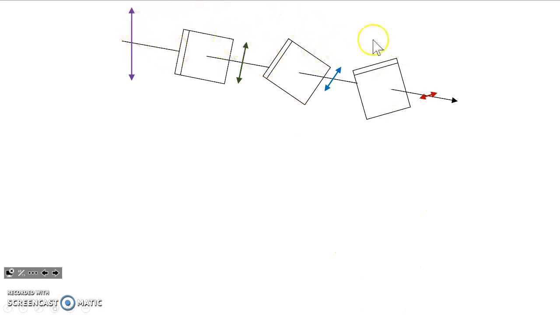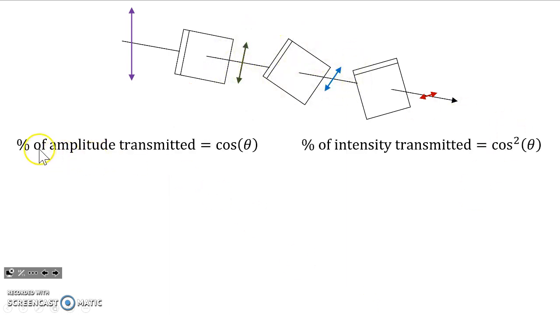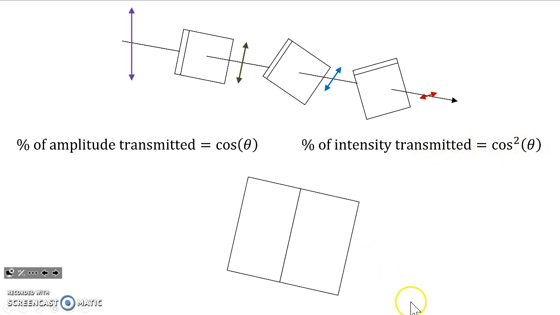Notice the amplitude decreases as we go, because only a component of purple is parallel, and only a component of green is parallel to this axis, and likewise. And because only some of the amplitude gets through, only some of the intensity gets through. The percentage of the intensity that transmits equals cosine squared of the angle. So here's the first filter. The incident light, shown in purple, strikes the filter. Because these two are not perfectly aligned, only a component gets through.